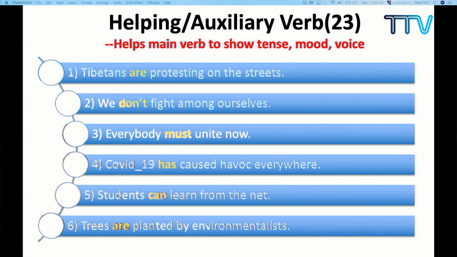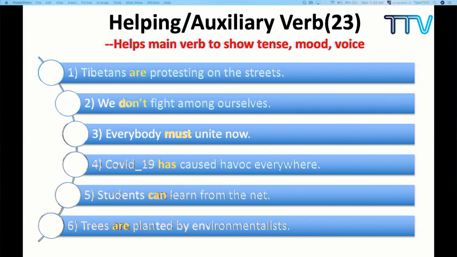In the first sentence, are is the helping verb. In the second sentence, don't is the helping verb. Third sentence, must is the helping verb. Fourth, has is the helping verb. Fifth sentence, can is the helping verb. In the sixth sentence, are is the helping verb. Now, these are the helping verbs. If you remember the linking verb, there are some words which also come under the linking verb. Here you have to be a little more careful.